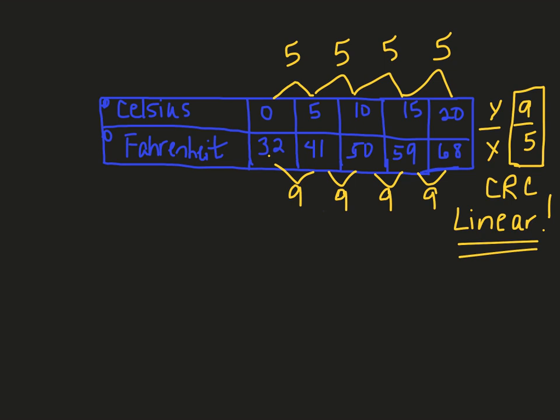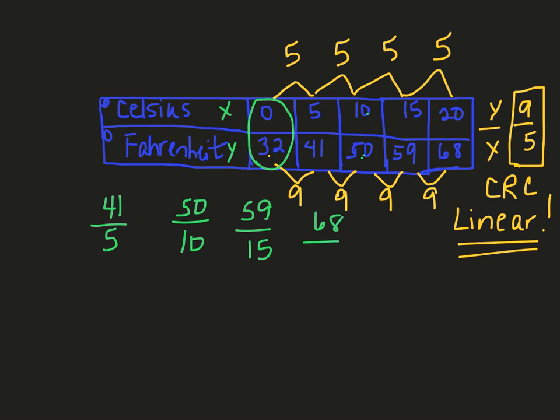I have to check to see if it is proportional. So that's y and this is x. I can't do anything about that. I can't say 32 divided by 0. That's undefined. But I can say 41 over 5. I can say 50 over 10. See where I'm getting these numbers from? Straight from the table. 59 over 15 and 68 over 20. Well, I tell you right now, it doesn't look too good.